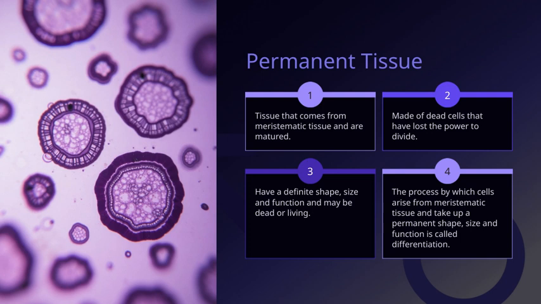The process by which cells develop from meristematic tissue and then take on a specific shape, size, and function is called differentiation. It's a fundamental concept because it explains how plants develop their various tissues and structures, contributing to their overall organization and function. Understanding how permanent tissues form and function helps us grasp how plants grow and adapt, which ties into the larger theme of plant development and tissue specialization.